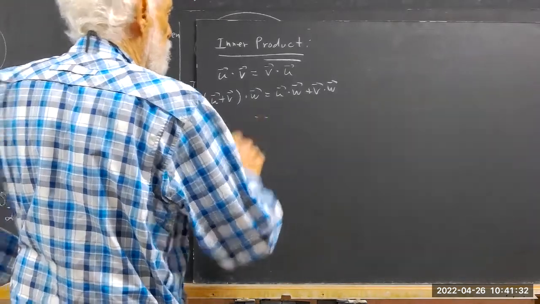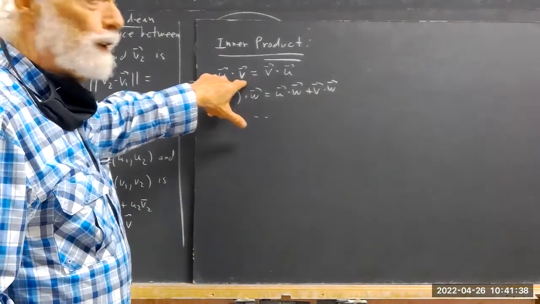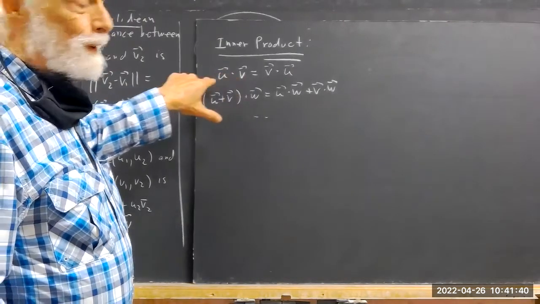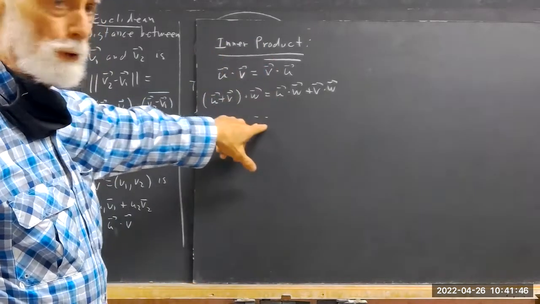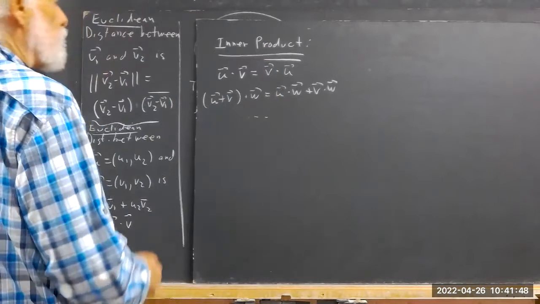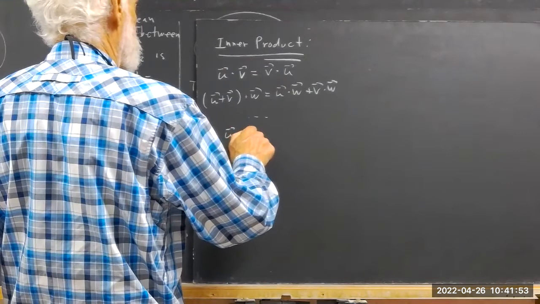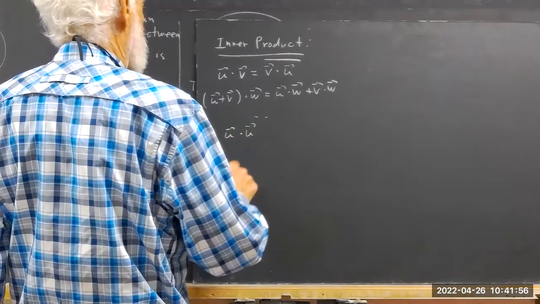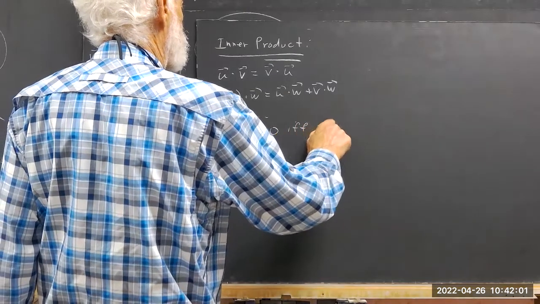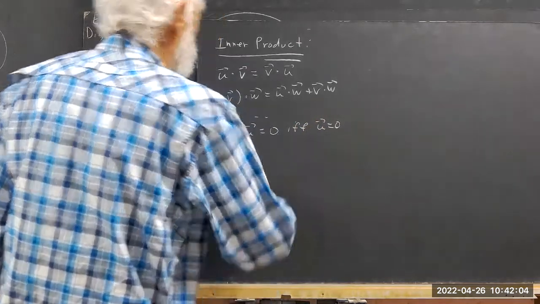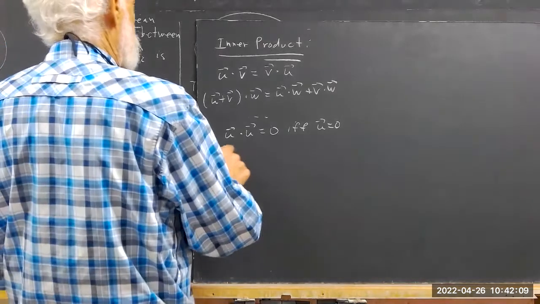There are a couple of other properties just with constants, like if you do U times KV, it's the same as KU dot V. Stuff like that, so that's pretty trivial to verify. But the big one is that U dot U is zero if and only if U is the zero vector. And this is what we're saying.